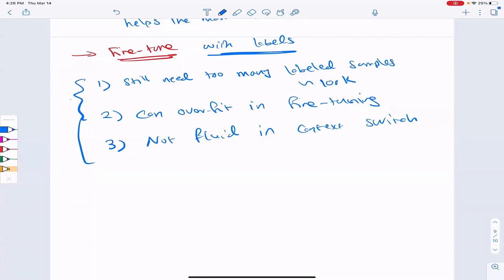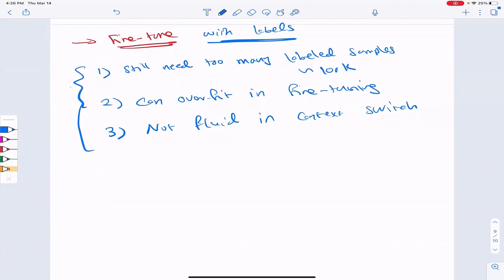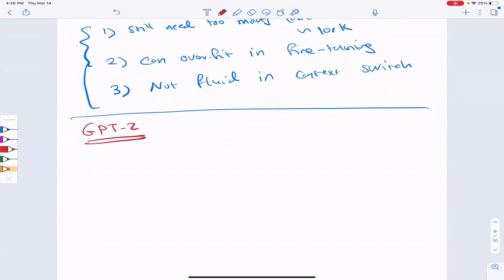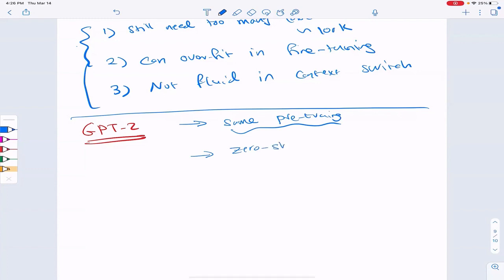All right, so in order to address these issues in GPT-1, GPT-2 was introduced, the second generation of GPTs. And the main idea is to use meta-learning instead of fine-tuning. GPT-2 uses exactly the same pre-training approach, next token prediction, but they don't fine-tune. They do zero-shot learning. Zero-shot learning, it's a fancy way of saying no fine-tuning. You just learn one model. That's it.